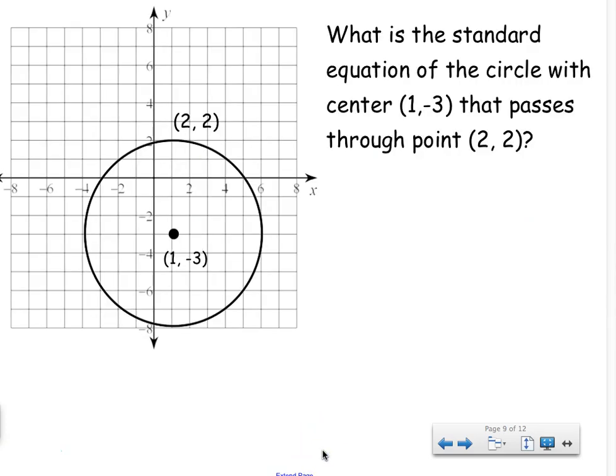Okay, so let's take it a little step further and get to some harder questions. So it wants to know what is the standard equation of the circle with that center that passes through a point. So they don't give me the radius. Okay. So I need my radius, I need my center to write the equation of a circle. So first off, I need to find my radius.